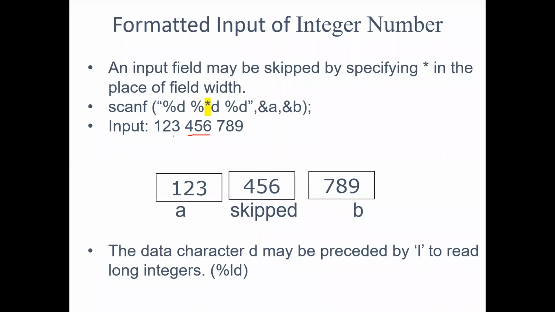So we entered the first number as 123, the second number as 456, and the third number as 789. So what will happen now? This will not be stored in any address location, because I just indicated skipping, so it is not saved. This will be saved in the address of A, and this will be saved in the address of B. So the data character d may be replaced. Suppose you want to enter a long integer, you have to replace it with %ld. Instead of d, we will give it as ld.